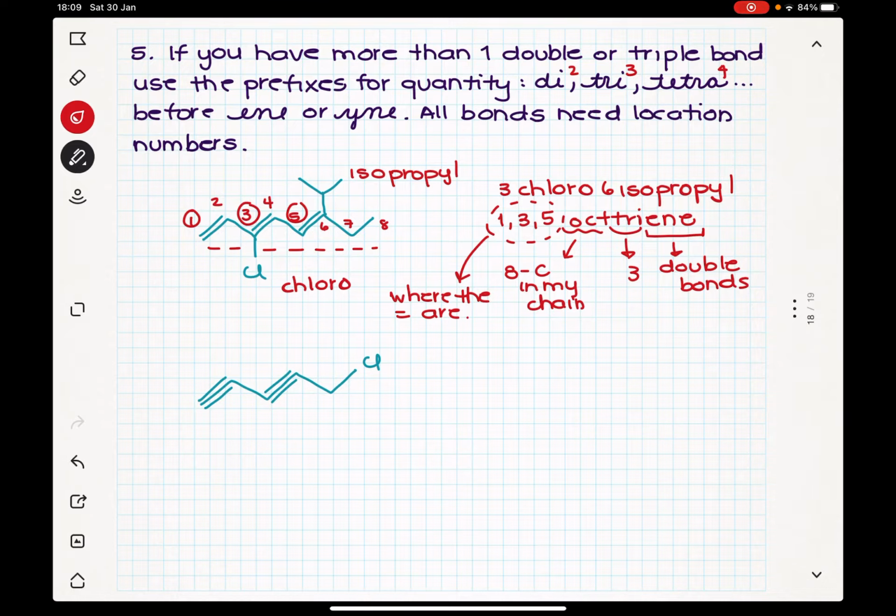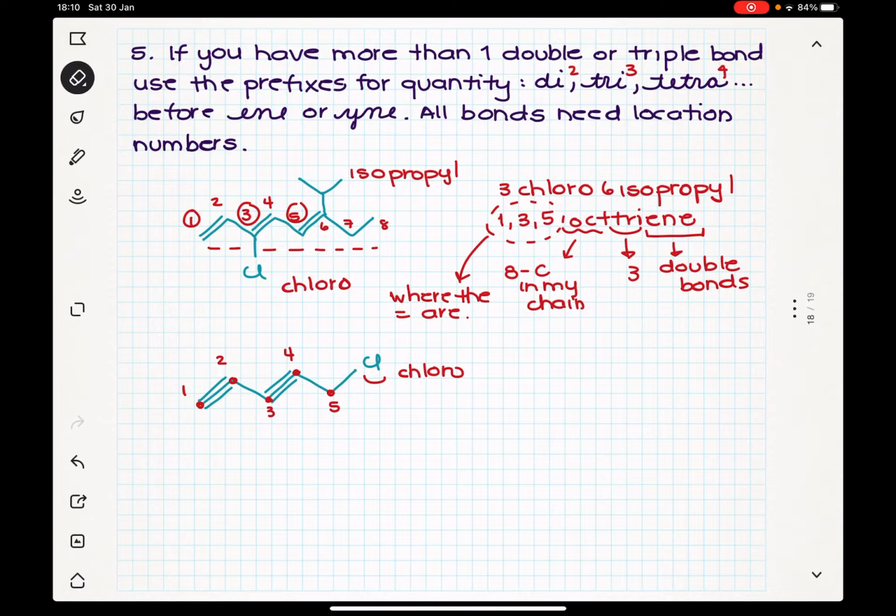Now let's see this next one. This next one has triple bonds. Again, I identified this as a straight line. So I have 1, 2, 3, 4, 5. I have 5 carbons in my chain. I have only one substituent, the chloro group. I have 2 triple bonds, and they are in 1 and 3.